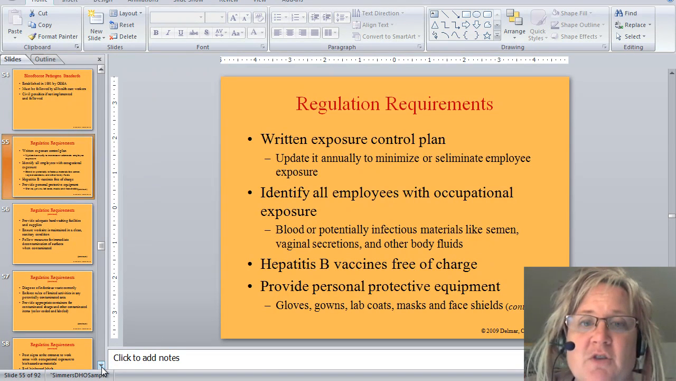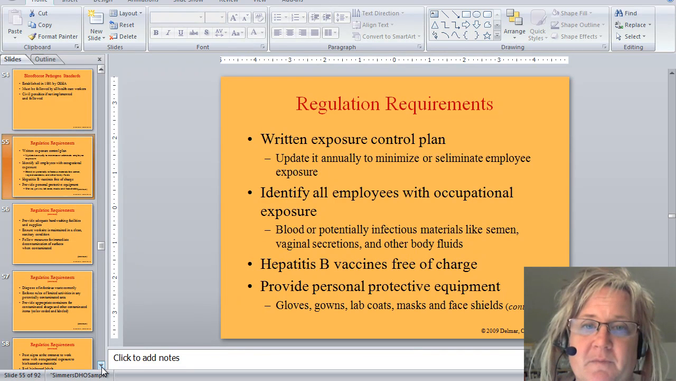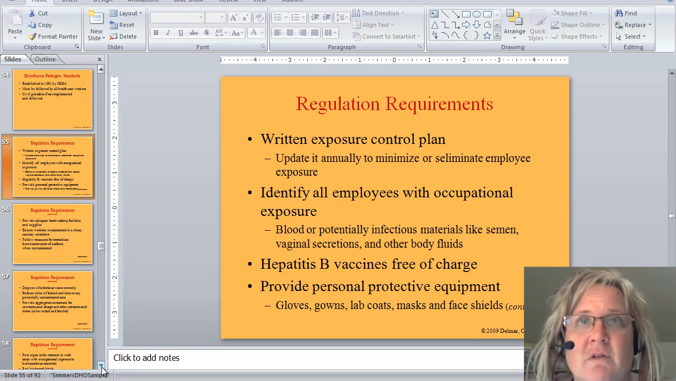Well, you need a written exposure control plan, and you need to update it annually to minimize or eliminate employee exposure. So what are you going to do to control?